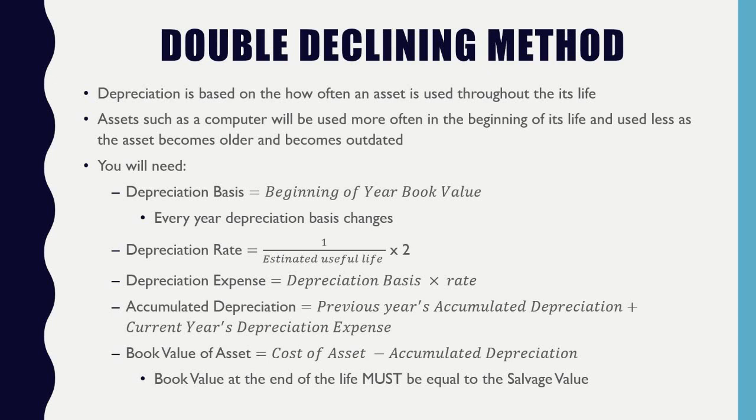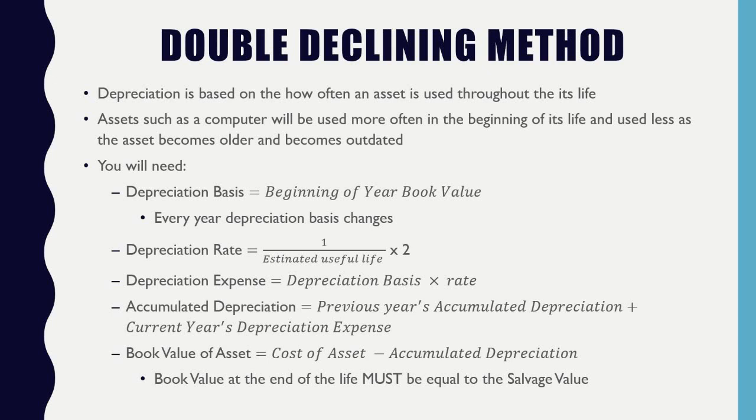The formulas that we're going to be looking at here are, first, the depreciation basis, which is going to equal the beginning of the year's book value. That means every single time we calculate our book value at the end of the year, that becomes our beginning of the year. So every year, your depreciation basis will change. It'll start off with a different number.